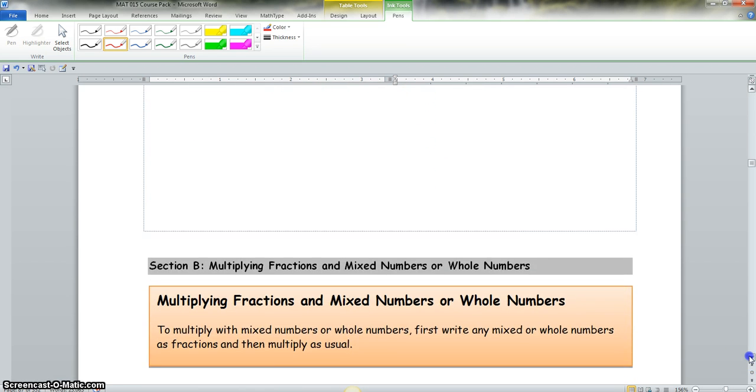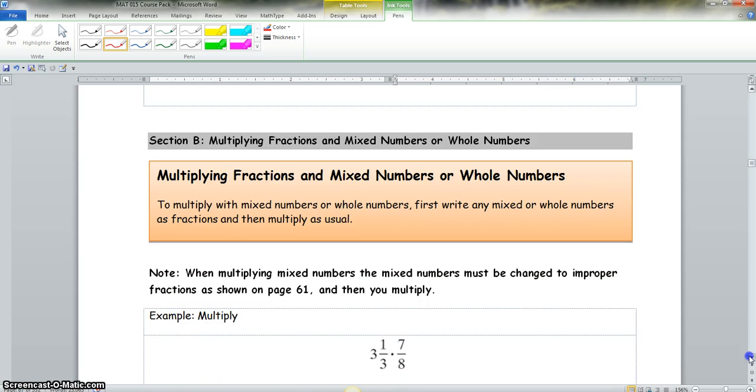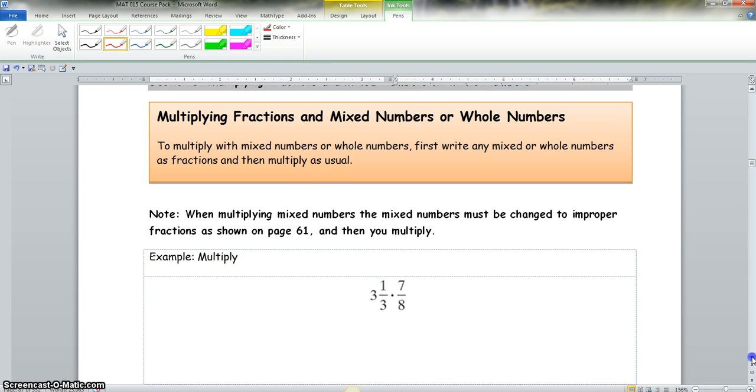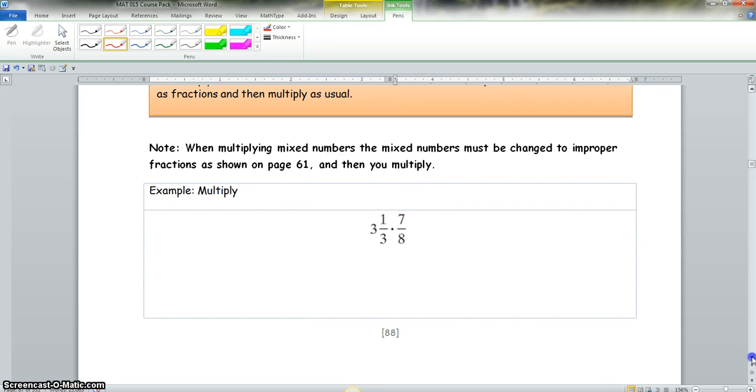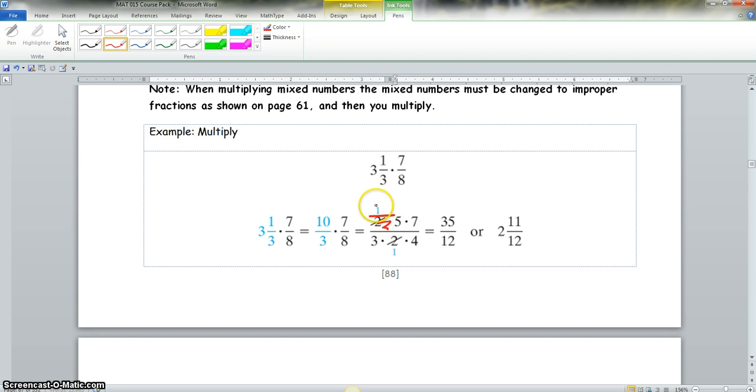Now we have section B. It says multiplying fractions by mixed numbers or whole numbers. Okay, now the first thing you have to do is this here. In order to multiply a mixed number or a whole number, you must change that mixed number to an improper fraction, which we covered back in section, I believe it was either 3.1 or 3.2. So the first thing we need to do is this here. Our denominator would stay 3.